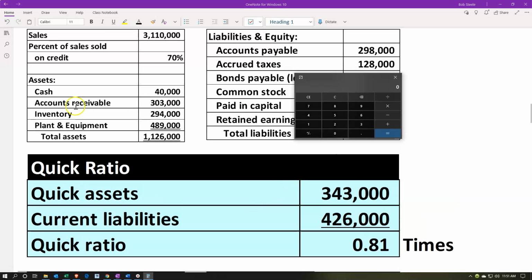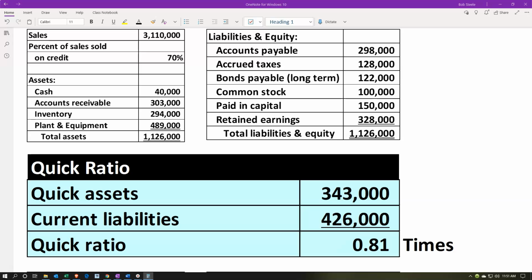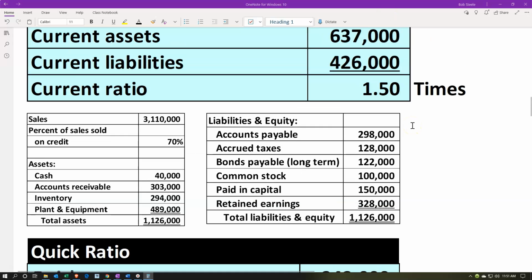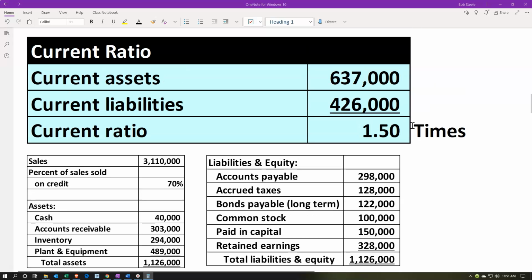So now we're going to say, all right, 343,000 divided by 426,000, and now we get the 0.81 about, if we round it here. So note, now here, you're looking at this. Now this ratio is always going to be either equal to or less than the current ratio. That's how it's designed to be.